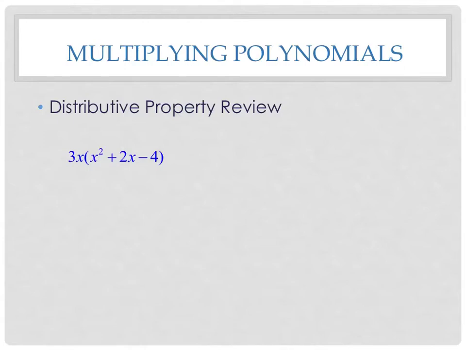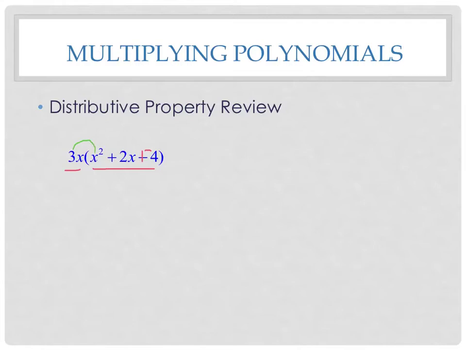So let's review the distributive property. I have a problem here where I want to take 3x and I want to multiply that, or distribute that, over a trinomial, x squared plus 2x minus 4. In looking at this, the first thing I would choose to do is add parentheses, and then I'm going to distribute the 3x over all three terms.